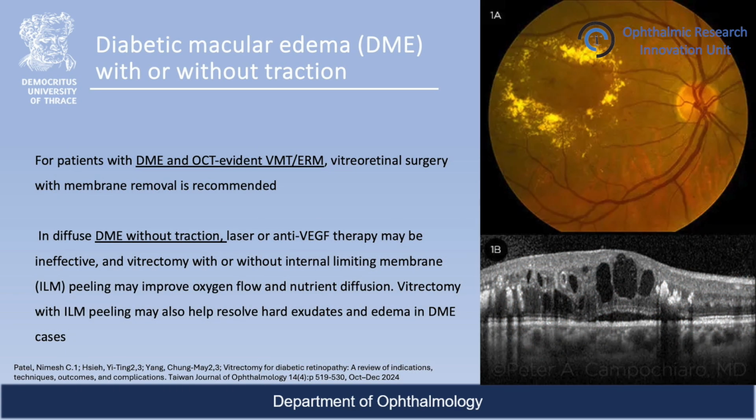The leading cause of vision loss in diabetic retinopathy is diabetic macular edema, and the gold standard treatment for macular edema affecting the central area is intravitreal anti-VEGF therapy. For patients with diabetic macular edema and OCT-evident vitreomacular traction or ERM, vitreoretinal surgery with membrane removal is recommended.